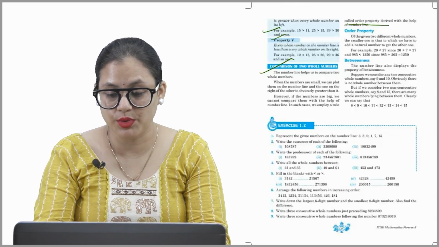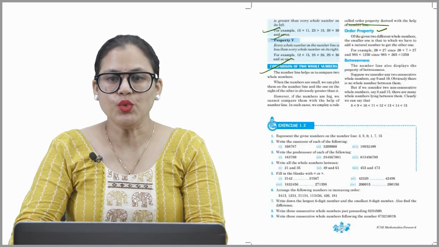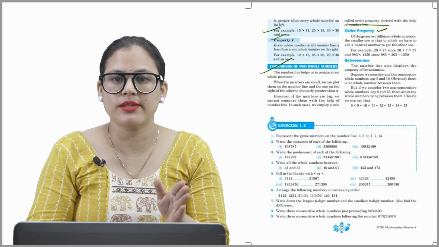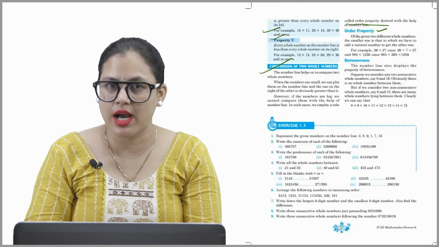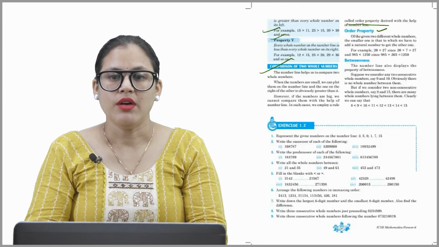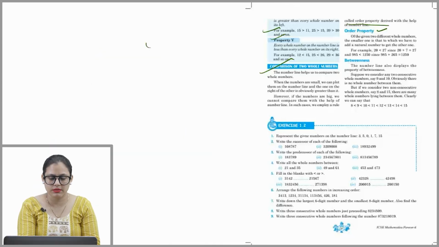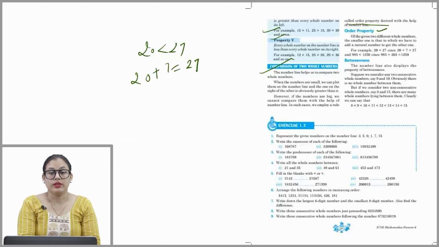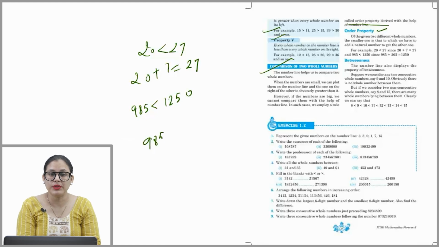What is the order property? Of the given two different whole numbers, the smaller one is that to which we have to add a natural number to get the other one. For example, 20 is less than 27. So, 20 plus 7 is equal to 27, right? Similarly, 985 is less than 1250. That means 985 plus 265 is equal to 1250.